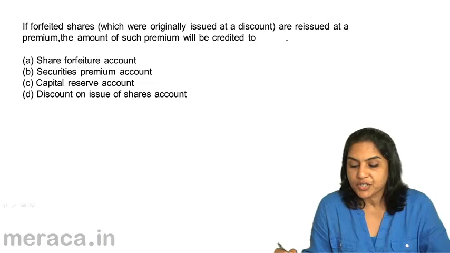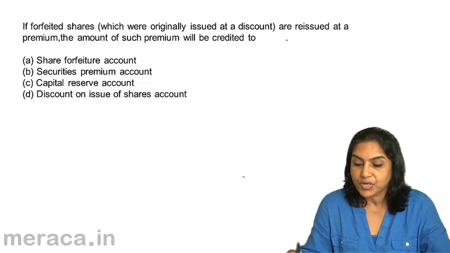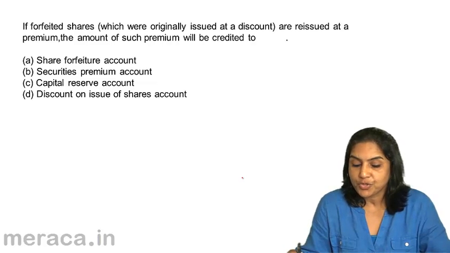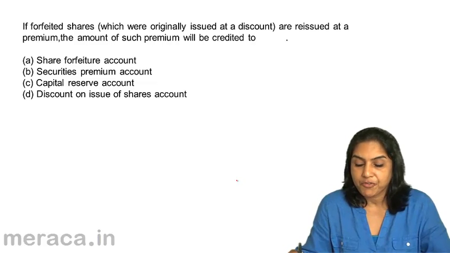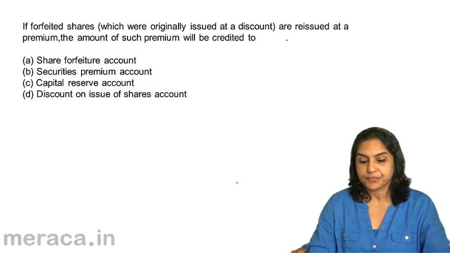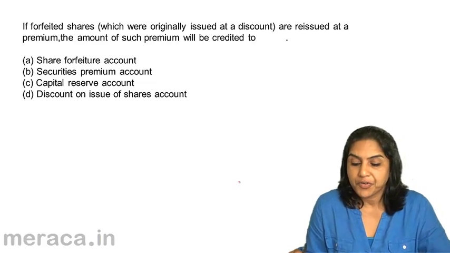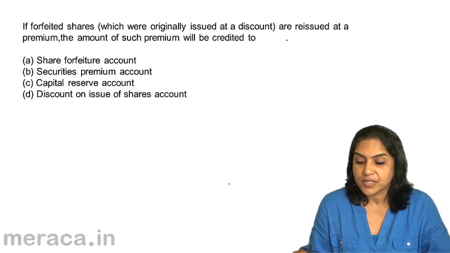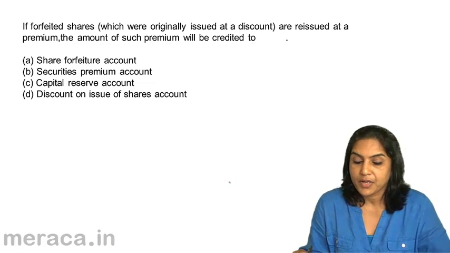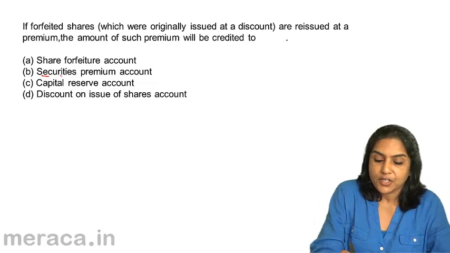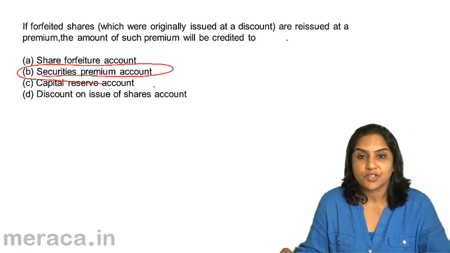If forfeited shares which were originally issued at a discount are reissued at a premium, the amount of such premium will be credited to: A. Share forfeiture account, B. Securities premium account, C. Capital reserve account, D. Discount on issue of shares account. The amount of premium will be credited to securities premium account. Answer is B.